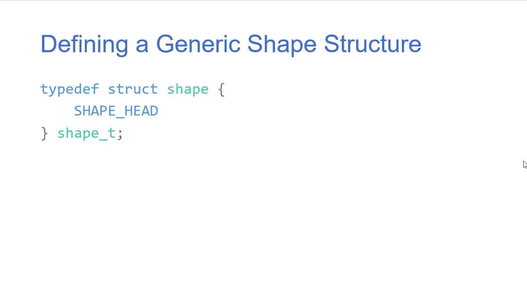This is our generic shape structure, but we can have a specific shape structure where, in addition to our SHAPE_HEAD symbolic constant, we can add whatever fields we need for that shape. So, for example, for square, we would add a side field. For a triangle, we would have a base and height field, and so forth.